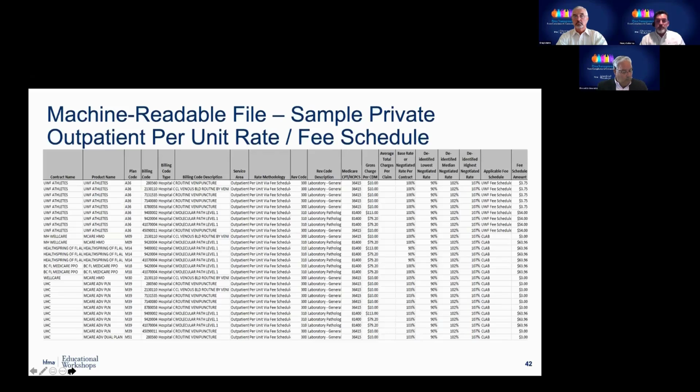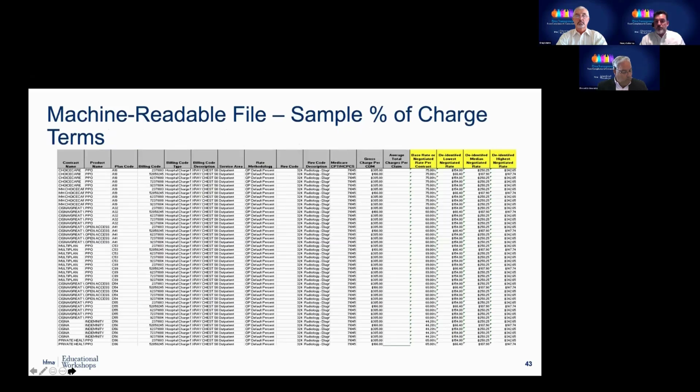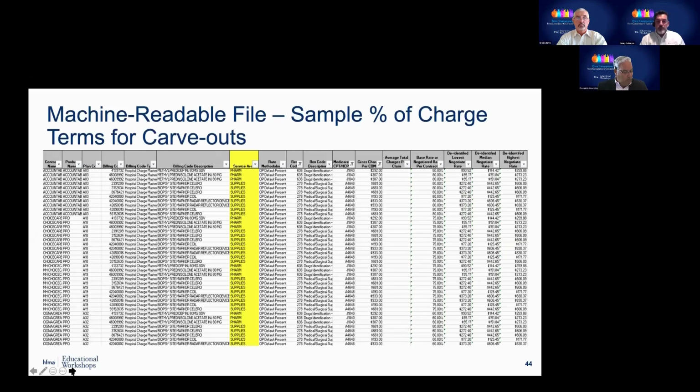Next example is the percent of charge. Here we also give clients the option of showing the negotiated percent of charge itself or the calculated amount, and you may want to consider those options as well for your machine-readable file. Next, for percent of charge carve-outs, CMS only requires that we show the base rate. However, there may be carve-outs, and we do recommend disclosing the carve-out terms as you see here.